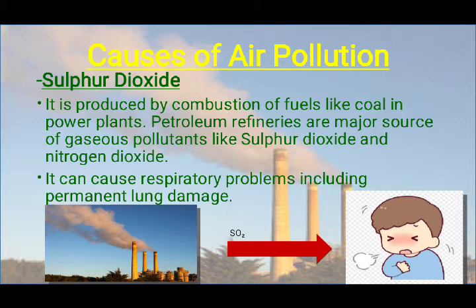So, our first air pollutant is sulfur dioxide. Sulfur dioxide is produced by combustion of fuels like coal in power plants. Petroleum refineries are a major source of gaseous pollutants like sulfur dioxide and nitrogen dioxide. It can cause respiratory problems including permanent lung damage. So as you can see, sulfur dioxide is one of the air pollutants which is creating a lot of problems, especially respiratory problems.